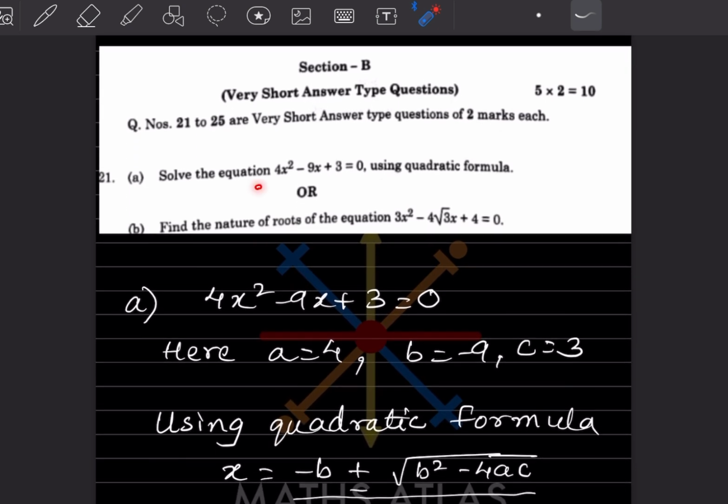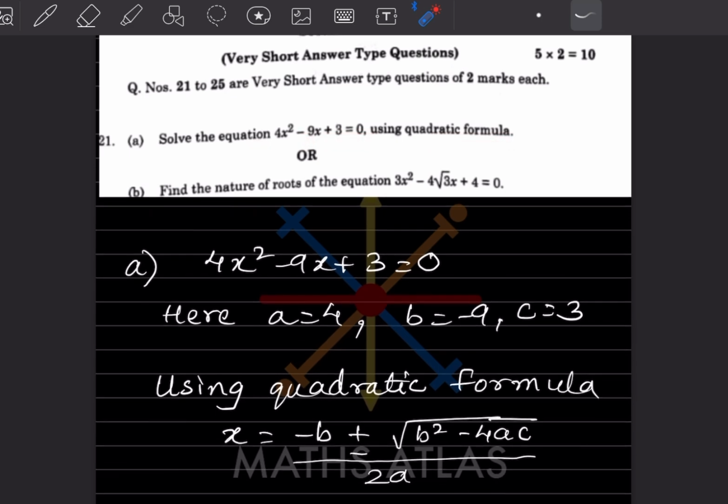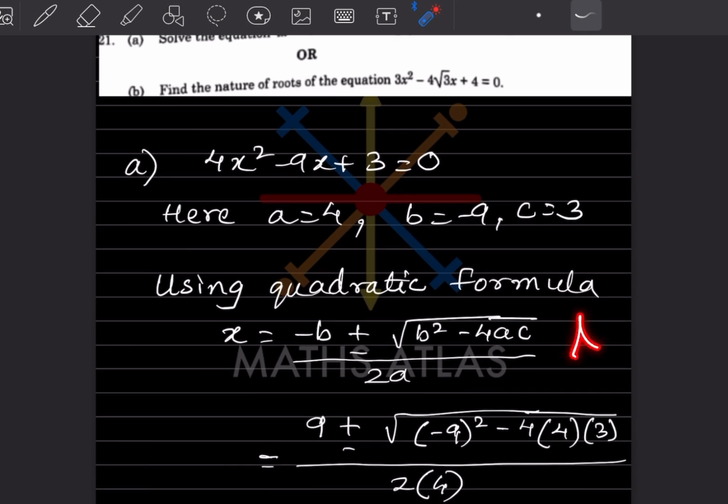Solve the equation 4x square minus 9x plus 3 is equal to 0 using quadratic formula. So this is the equation given. This will be A, this along with the sign is going to be B, and this along with the sign is going to be C. So using the quadratic formula, minus B, and this minus becomes plus.